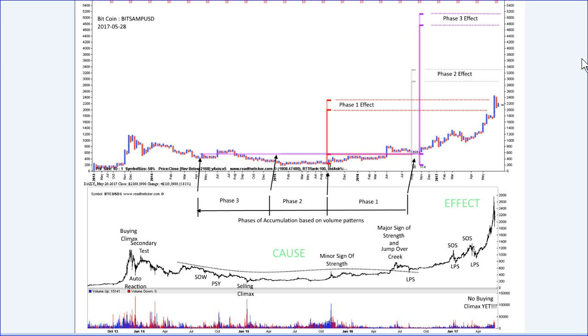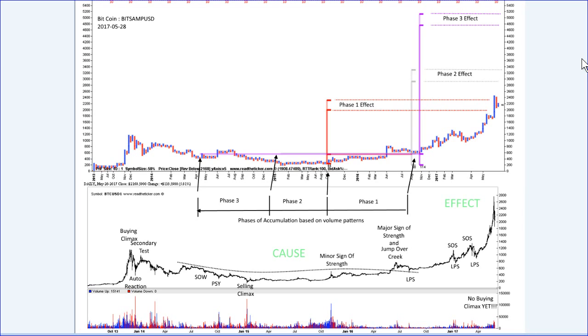Welcome to readtheticker.com. Today we're going to apply our Wyckoff logic onto the very popular Bitcoin in USD. The symbol is BITSTAMP USD. It's quite popular, has lots of volume.